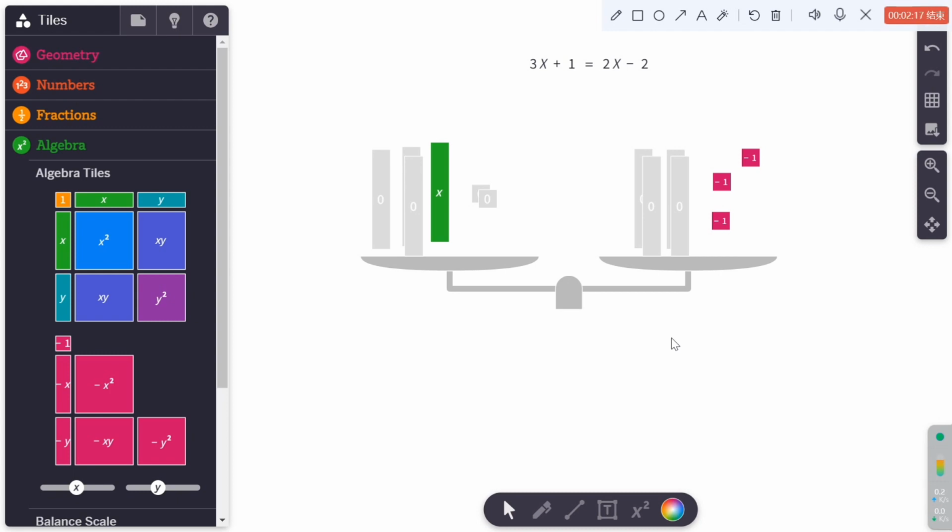And on the left side of the scale is only 1x. And the right side of the scale is only 3 for -1. That means the value of x is equal to -3. So do you understand, everyone? Thank you so much for your listening.